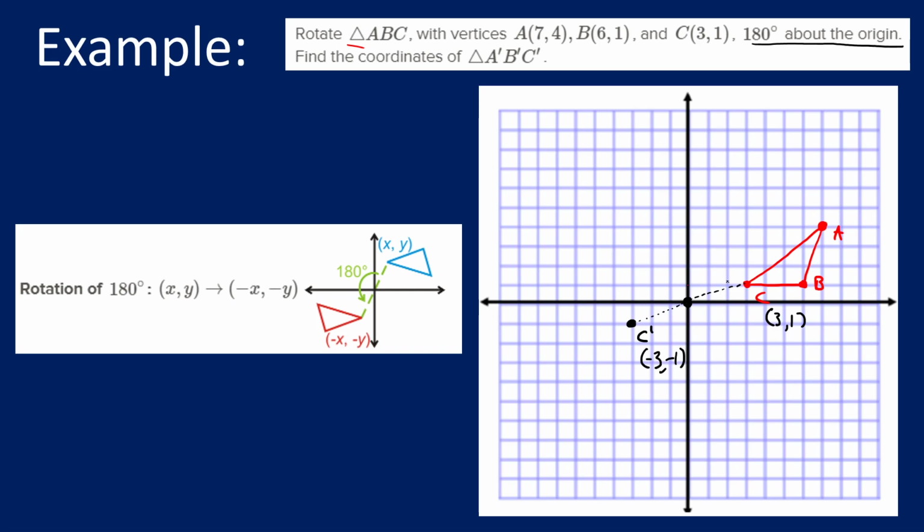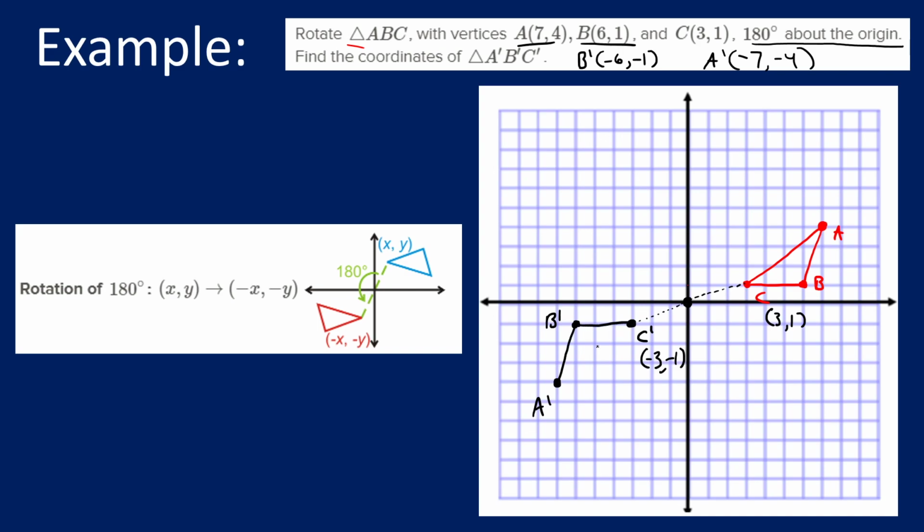So I don't have to draw these lines. Now I can just think about, well, if B is 6, 1, that means B prime is going to be negative 6, negative 1. You can simply apply that rule and save yourself some time. So negative 6, negative 1, that's going to be B prime, and then C prime, A prime, I'll just write it over here for room. A prime is negative 7, negative 4. So negative 7, negative 4 is down here.